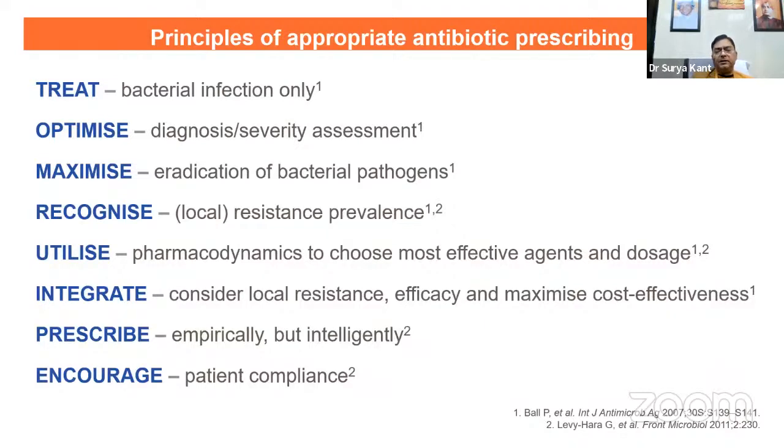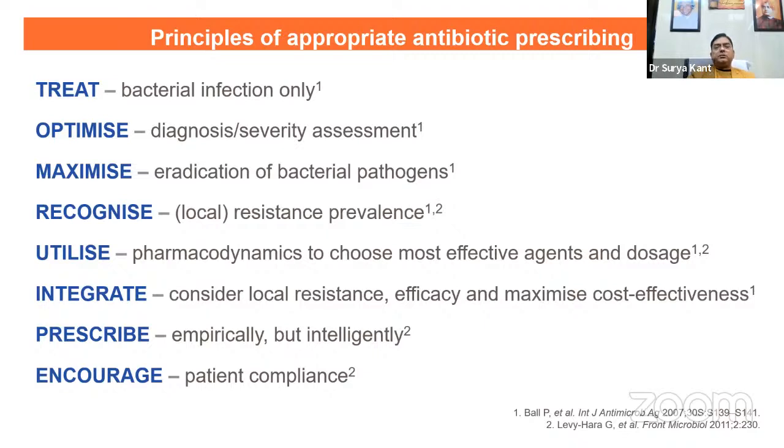Optimize diagnosis and severity assessment. Only a diagnosis of community acquired pneumonia is not sufficient, but you must assess the patient according to the pneumonia severity index, and assess whether the patient requires OPD treatment, indoor treatment, or ICU treatment, or even anti-pseudomonal antibiotic.